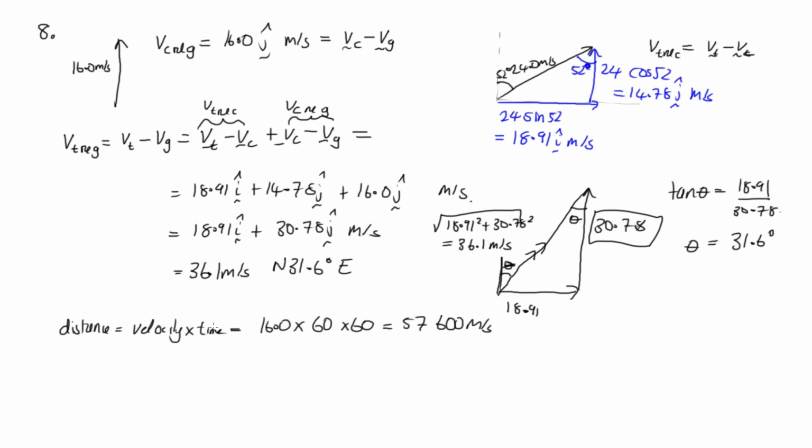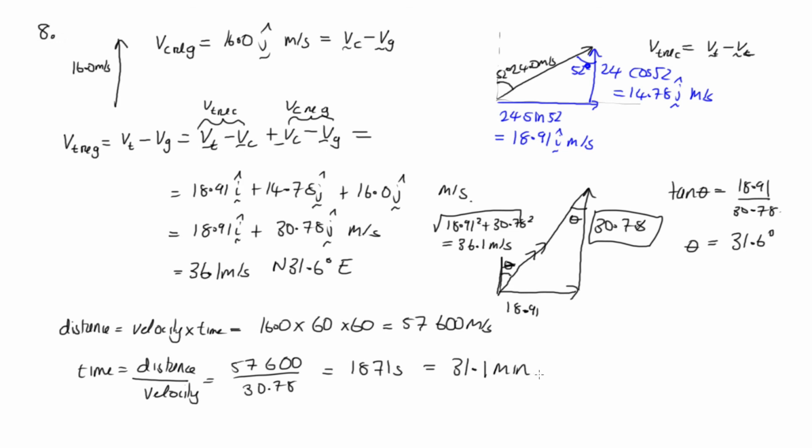So we're now trying to work out the time it takes the truck to travel this distance. So we know that the time, rearranging this, is equal to the distance divided by the velocity. We know the distance it has to go is the same distance as the car, so 57,600 meters, and the velocity, that's only in the northerly direction, so we're using 30.78 meters per second. And then solving this, we end up with 1,871 seconds, which if we want, we can convert into minutes by dividing by 60. So that gives us 31.1 minutes. So that's how we solve this problem.